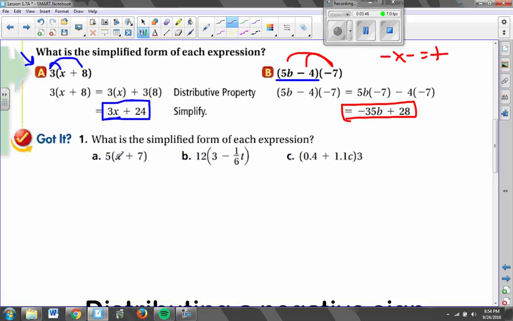I would like you to try a few of these. I'd like you to try A, B, and C here. Pause the video and try to distribute these numbers, the 5, the 12, and then the 3 from behind. And then once you think you have answers for all of those, come on back and I'll show you what we should get.